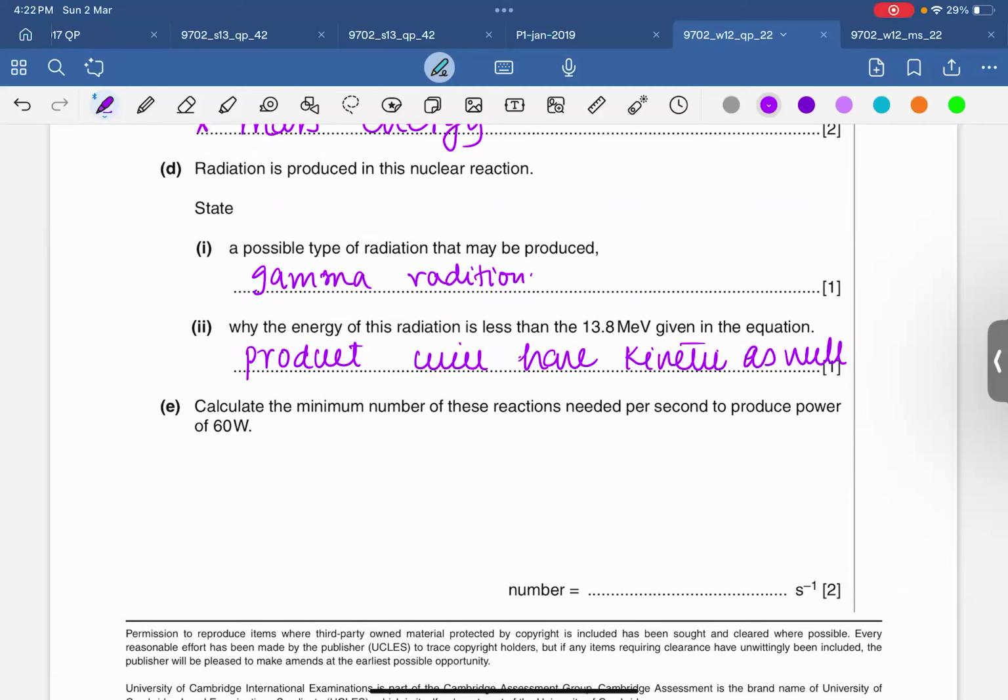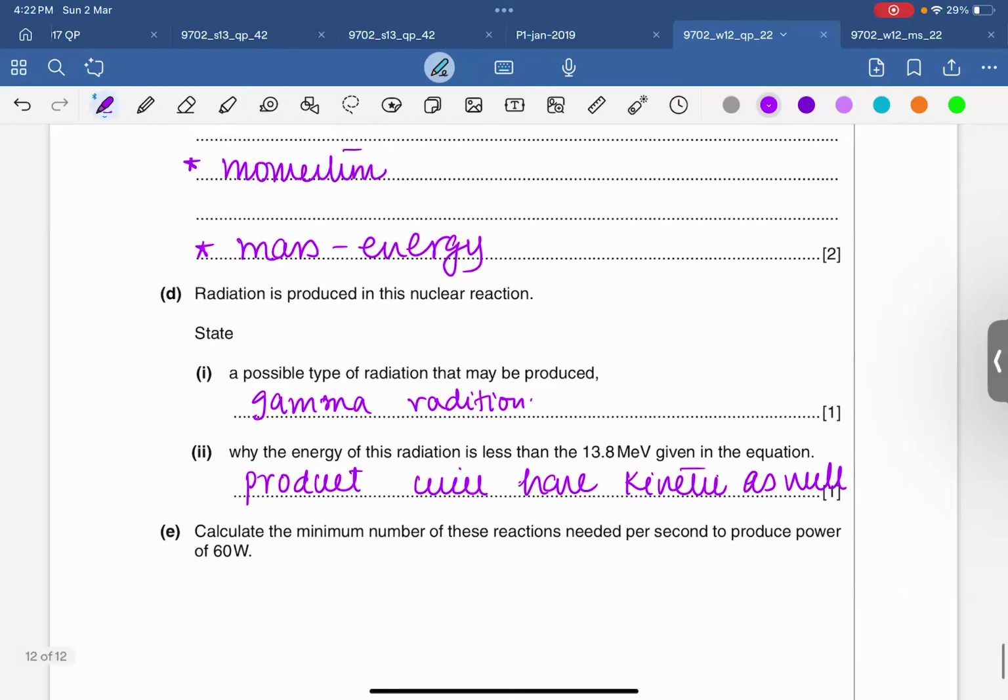Okay, आगे आ जाओ. Let's move on to the last part. Calculate the minimum number of these reactions needed per second to produce a power of 60 watts. Okay, minimum number of these reactions. So they have given you the power. They also mentioned the energy.